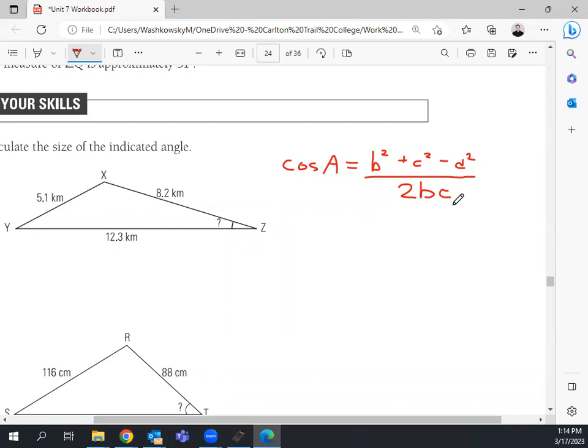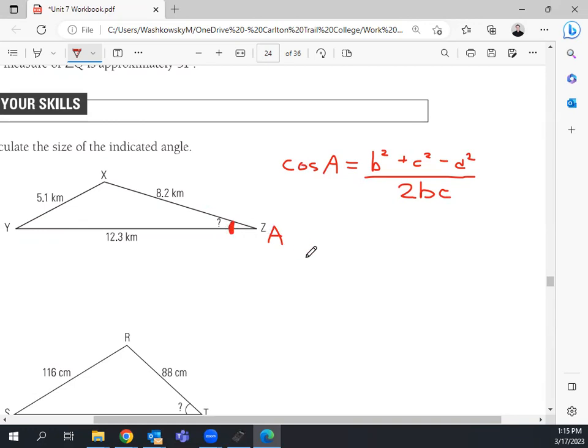So I figured out which formula I need to use. Now I need to fill it in. But remember, the important part is that I'm trying to find cosine of A, the angle of A. So I need to make sure that I label the sides correctly. I know that this one here has to be A because this is the angle I'm trying to find.